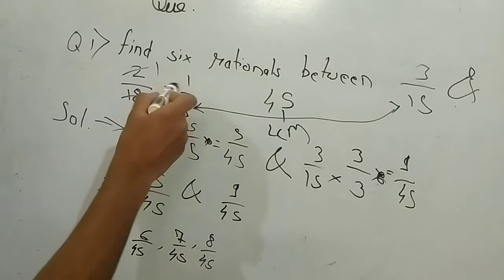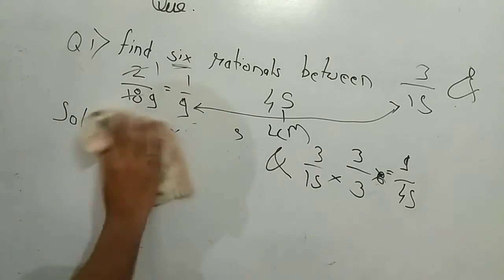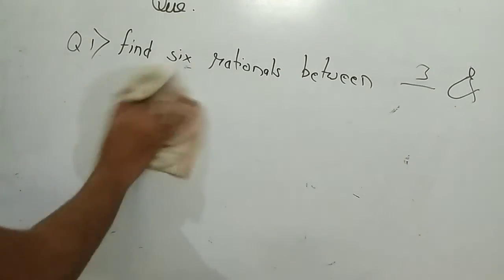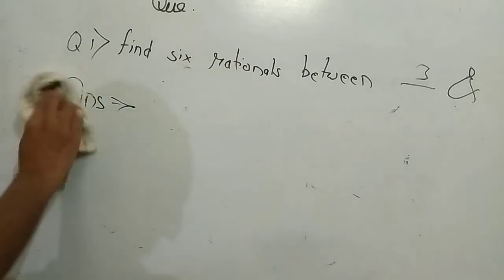Both the two numbers are exactly the same but in different form. The numbers are 5 by 45 and 9 by 45. Now you can easily find 6 by 45, 7 by 45, and 8 by 45. Wait, there are only 3 and we need 6. So we can do it by just 6.5 by 45, 7.5 by 45, and 8.5 by 45. Just add a 0 in the denominators of every number.